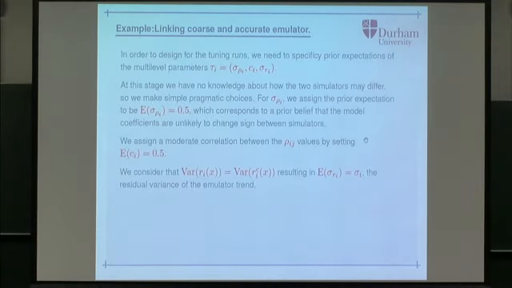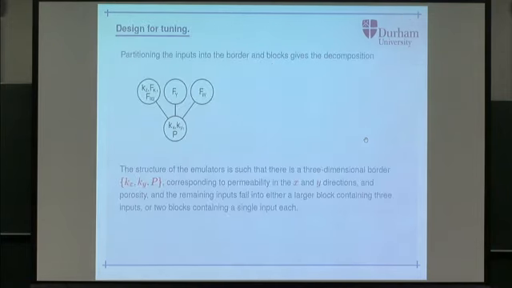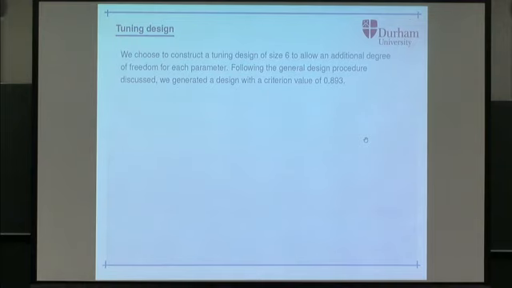So let me quickly go through the example. We make judgments about the quantities, and just to make the example work, we have a border block set up like that. So we have a three-dimensional border, and we have our three blocks. We exactly run that algorithm. It doesn't take very long, and we get our tuning design.